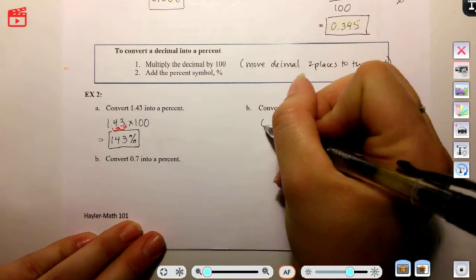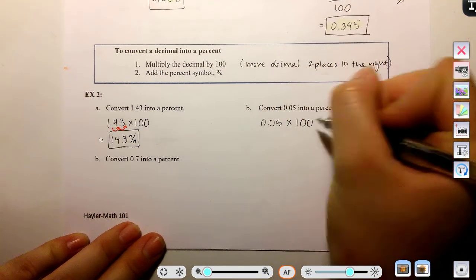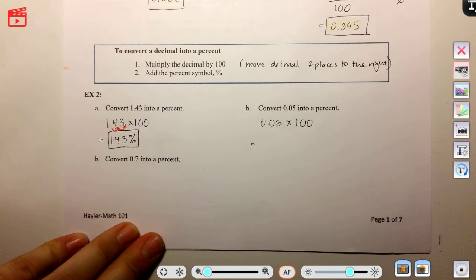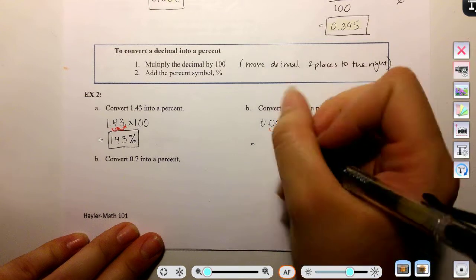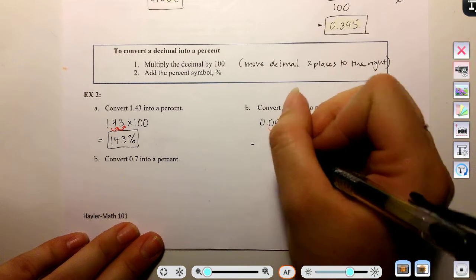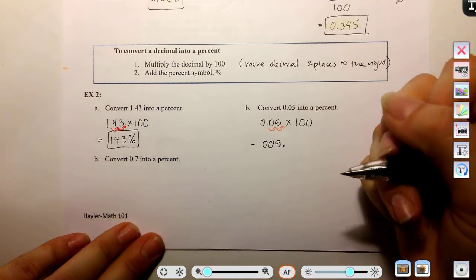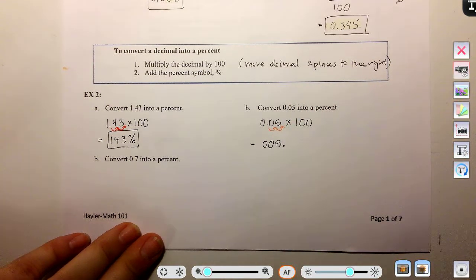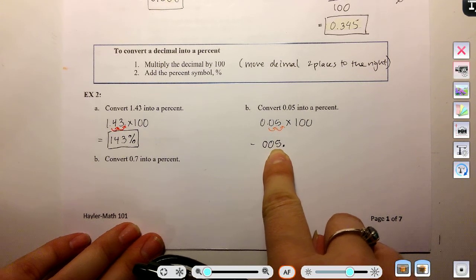All right, let's see, 0.05. We're going to turn that into a percent, so we'll multiply by 100. When I do that, the decimal moves 2 places. 1, 2. And I'm left with, okay, so this is where you might get a little confused. You might think I need to write 005. But this is the number 5. And most of the time, if you're talking about, let's say, $5, you wouldn't say $005.